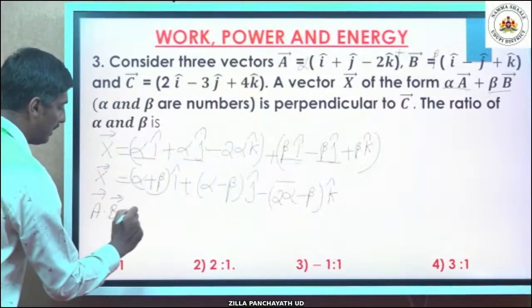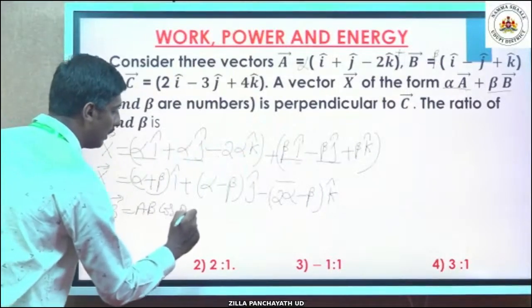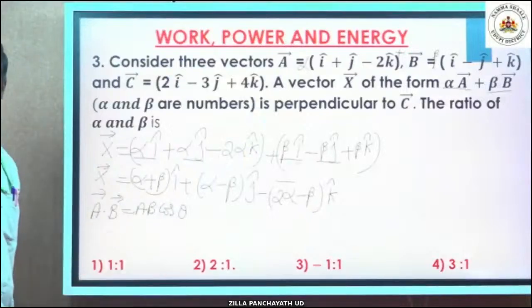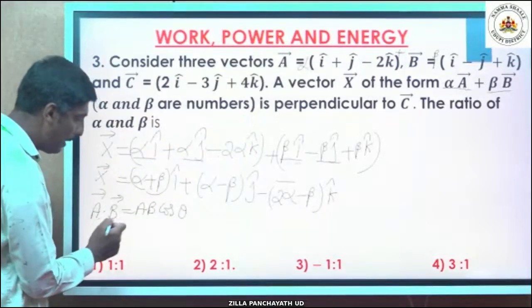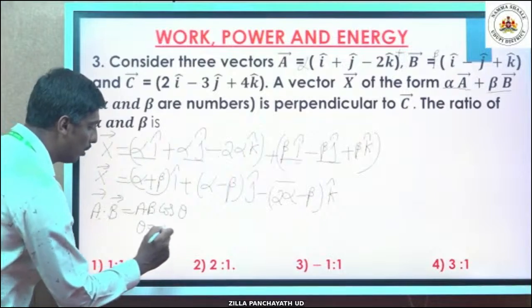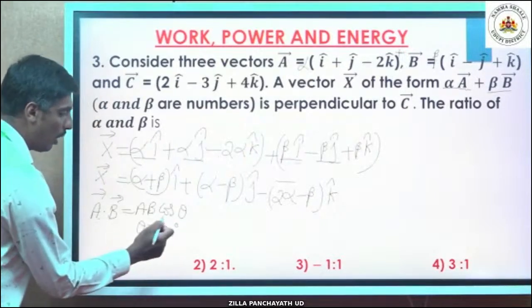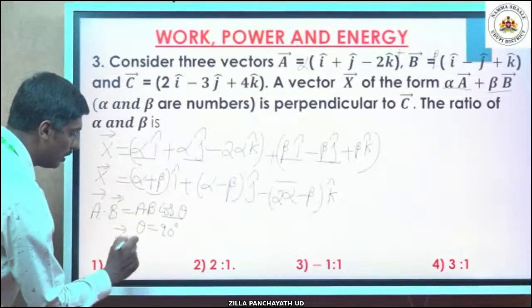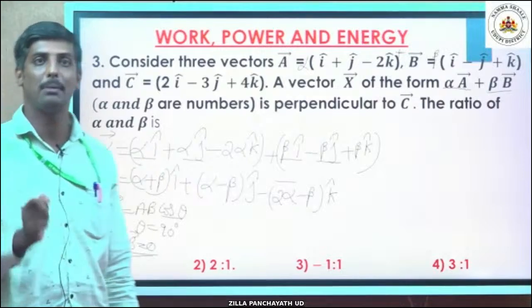A dot B is equal to AB cos theta, where theta is the angle between A and B. When two vectors A and B are perpendicular, theta is equal to 90 degrees. Since theta is 90 degrees, cos 90 is 0. So A dot B is equal to 0. This is one of the properties we can use when two vectors are perpendicular.